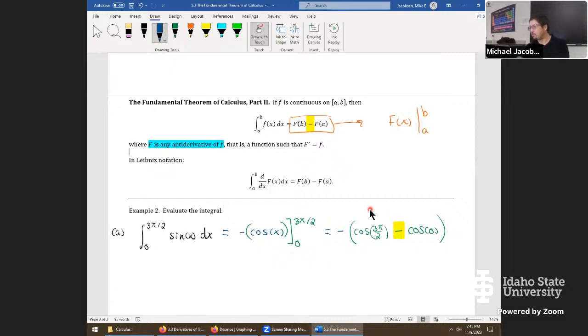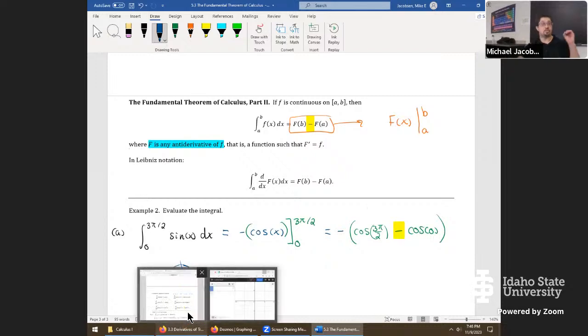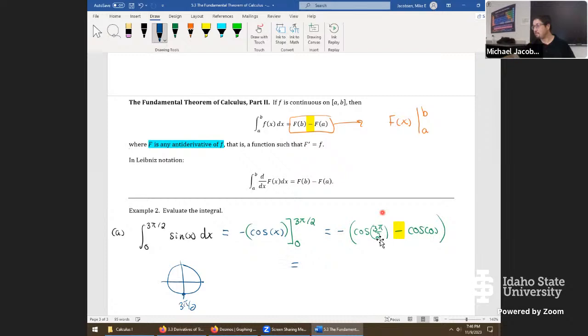Now we could get a really quick trig wheel here, or trigonometric circle. 3 pi over 2 is way down here. The cosine value would be the x coordinate in that location, which is a 0. We have a 0 right here, and this is now turning into negative 0 minus cosine at 0 places us here. The x coordinate is 1, so minus 1. And that whole thing simplifies to exactly 1.